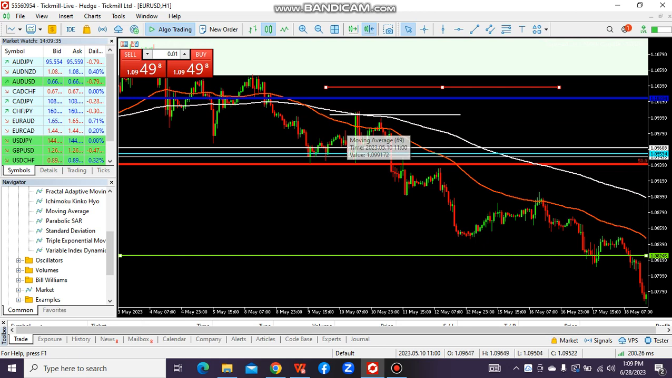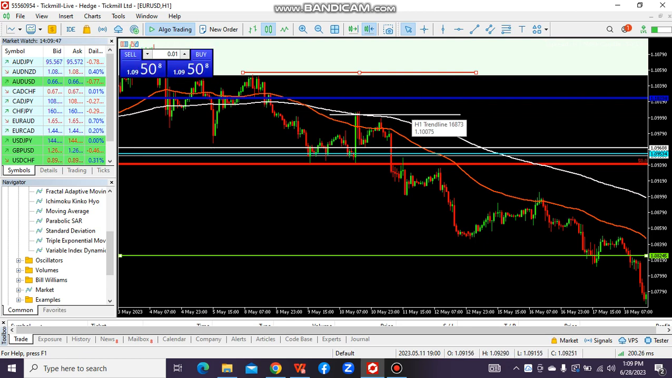So what I waited for was price action to come back and touch the 200. It touched it there. I jumped into the trade there. My stop loss was just above there on that one. Now this one was profitable.